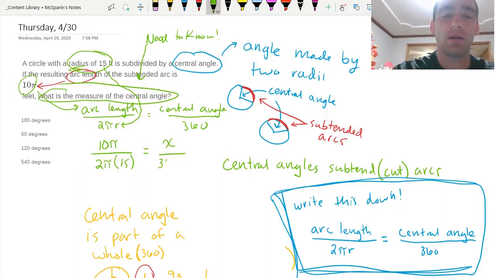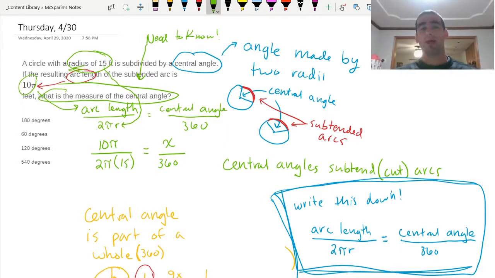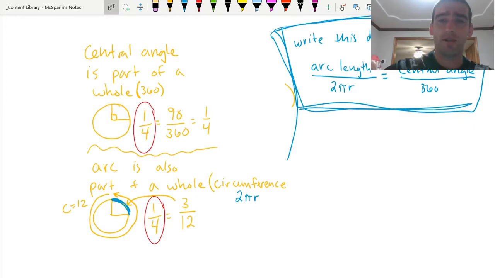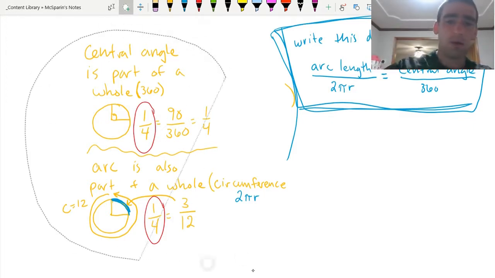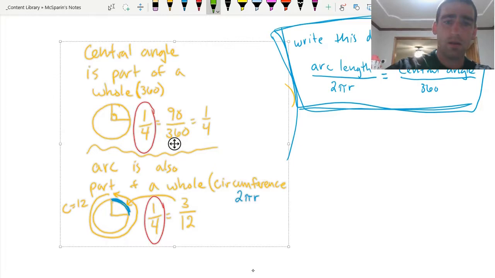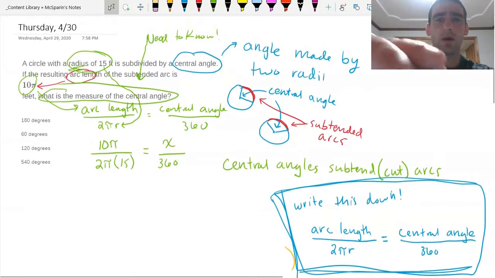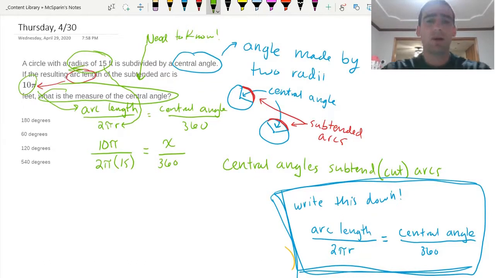Over 360. Now, I want to show you guys a trick to make your life a little bit easier. You want to simplify this before we cross multiply. Ultimately, you're going to need to cross multiply. But first, let's simplify. I need to move this down farther. It's still there in the notes. All right, so we're going to simplify.